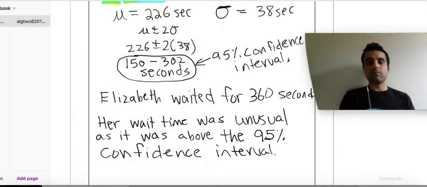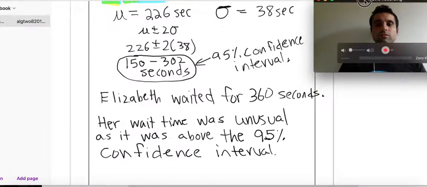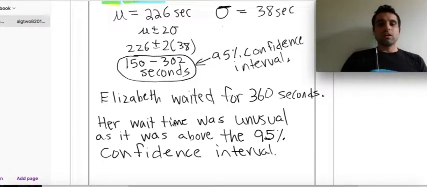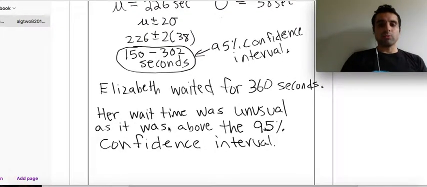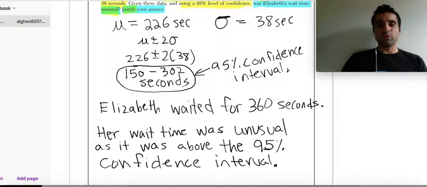So was her wait time unusual? Her wait time was unusual. So we said yes, her wait time was unusual as it was above the 95% confidence interval. All right, so we said yes and why. Okay, and we showed our work. So we did a complete justification. That was one way to do it. There were a few other ways as well, but we don't need to know all of them, right?